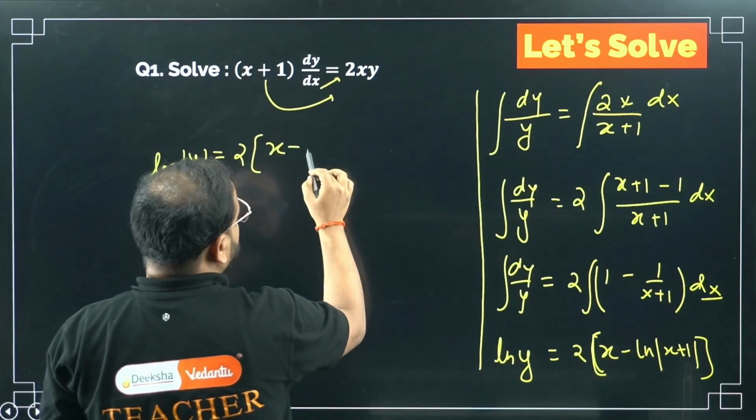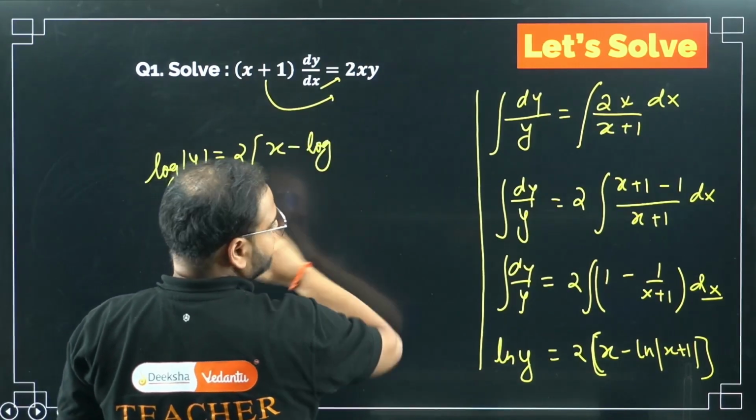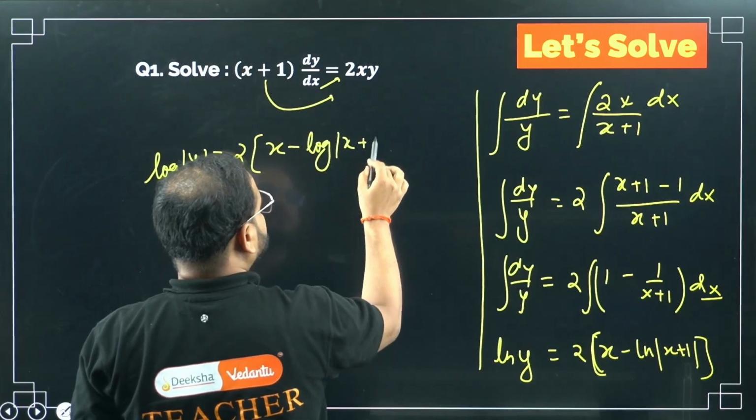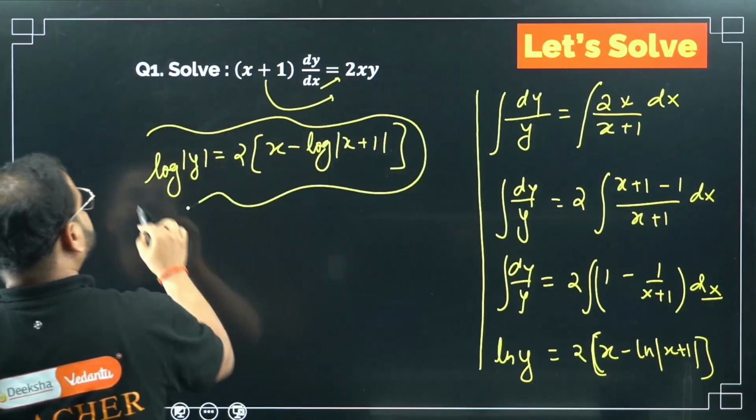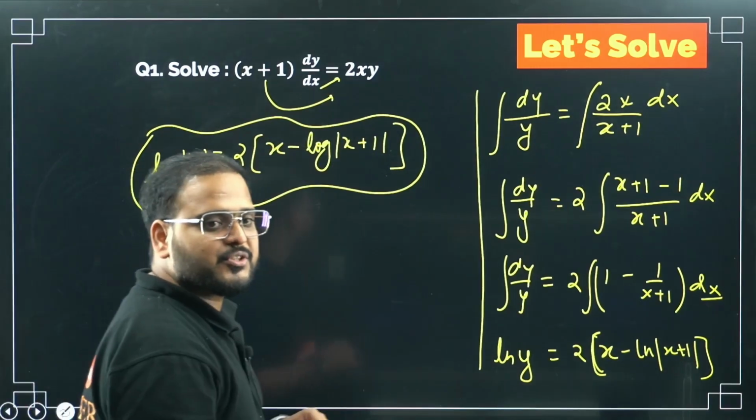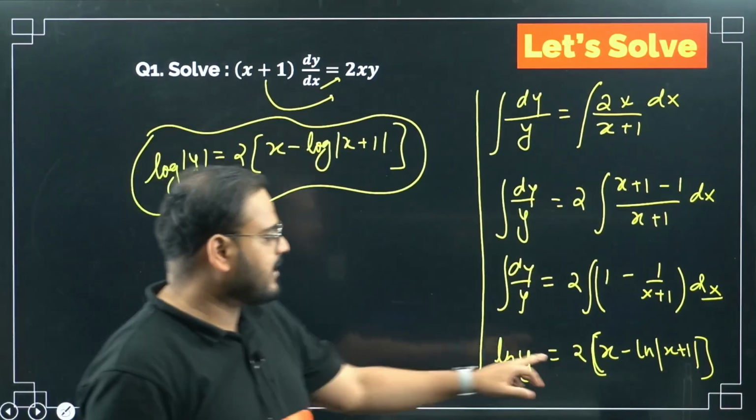X minus log of x plus 1 in the mod, like this. This is my final answer. Simple question or not? Very, very simple question. Whether you want the answer in terms of ln or log, your choice.